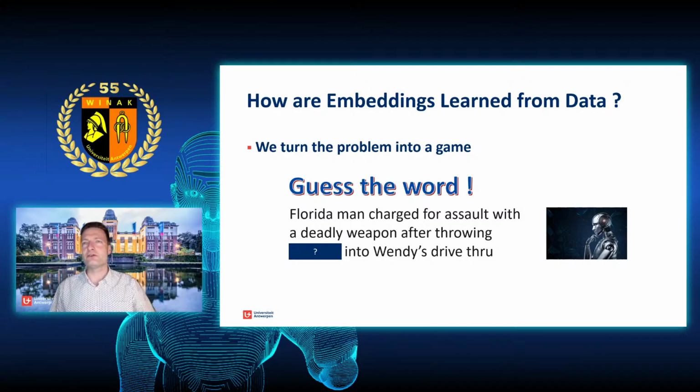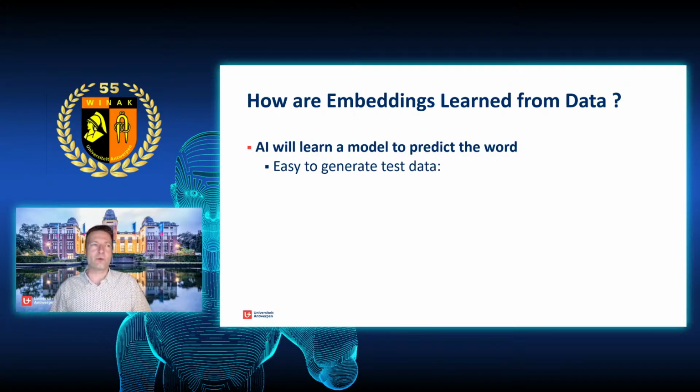And so basically what we want to do is train an AI in order to solve this kind of riddle and to guess the word. And why is this a nice problem? Because it's very easy to generate data. We can just take any text on the web, for instance Google News articles, and the first word embedding systems were actually trained on those articles.